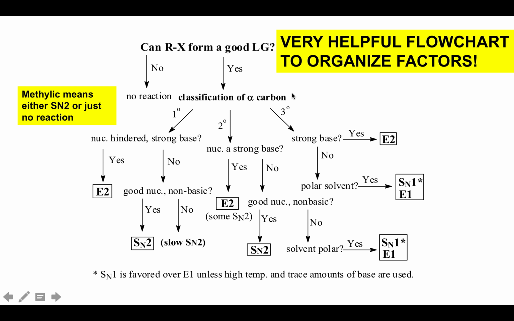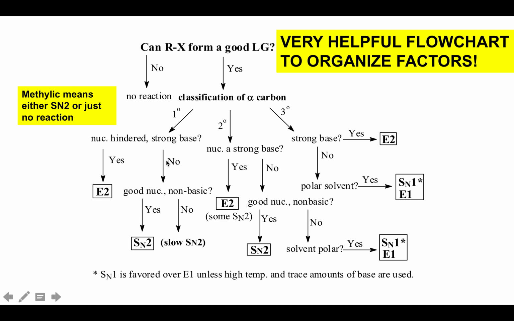If you have a methyl substrate, then it simply means you either have an SN2 reaction or no reaction, depending on whether or not you have a good leaving group or a good nucleophile. But for the rest, primary, secondary, tertiary, let's go through everything. If I have a primary substrate, and I use a strong base as my nucleophile, and not just a strong base but a hindered strong base, meaning it's very bulky, it immediately undergoes E2. A classic example of a bulky strong base would be tert-butoxide.